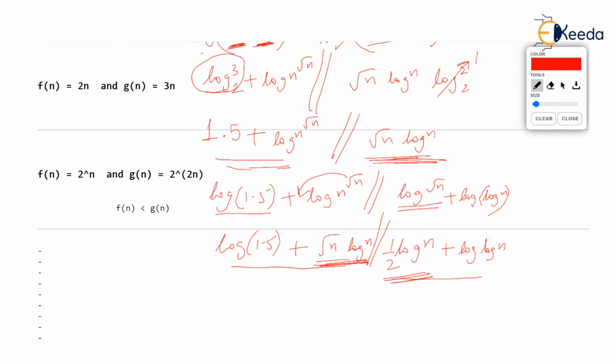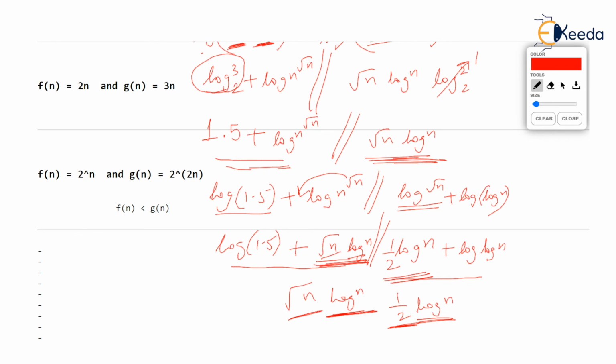Come on, this is square root of n multiplied by log n, and on the other side you are having half log n. That means this log n is always going to get multiplied by 0.5. But this log n on the left is going to be multiplied with root n, which can be higher for high values of n. So definitely fn is greater than gn.